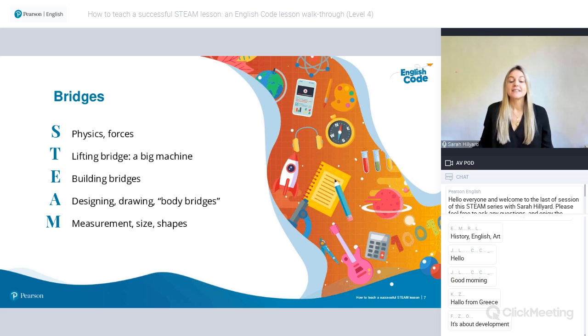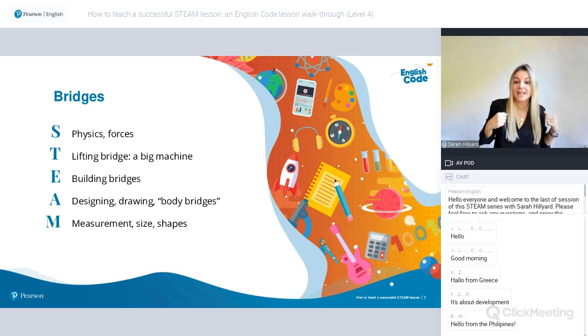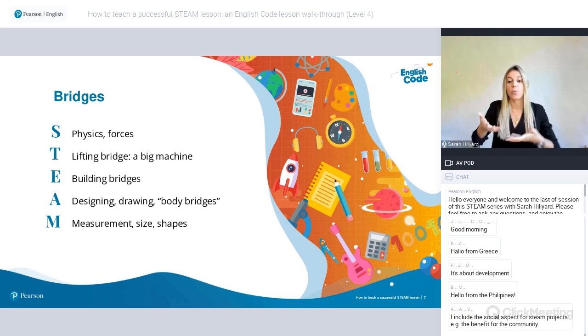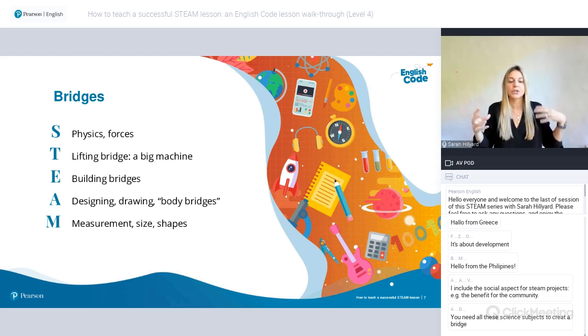Art and design, designing bridges, making plans, labeling the plans, making bridges with their bodies, perhaps, to get some drama and movement in there. For maths, we can measure our bridges, height, weight, length. We can look at the size. We can look at shapes, as someone said. Excellent. And Alfredo says, I include the social aspect for STEAM projects, like the benefit for the community. That is lovely. You have a social aspect there as well.